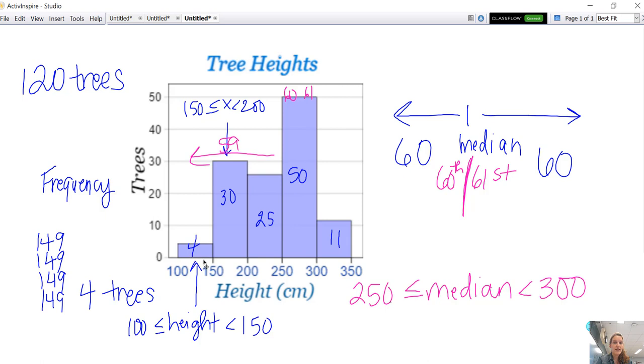So a histogram allows you to know how many data points are in each bin, which allows you to know the total number of data points, which allows you to identify which term would be the median, or if it's an even number, our median is between 2 of our terms. And so if you can identify which bin those terms are in, it'll help you identify where your median is.